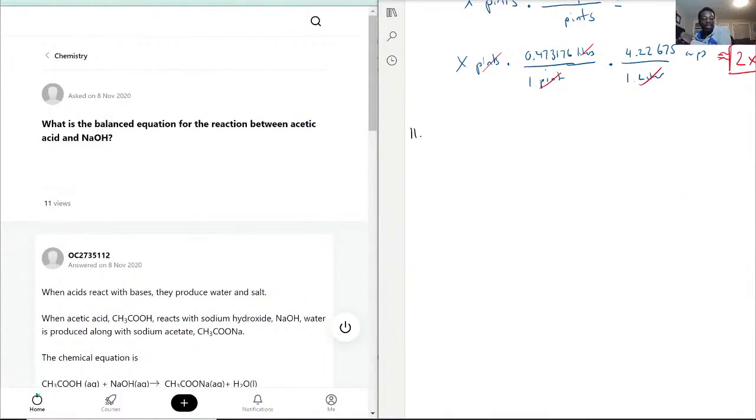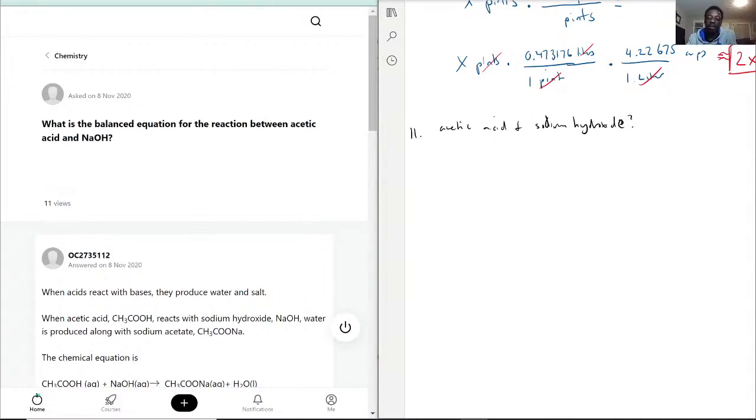We have, right, what is a balanced equation for the reaction between acetic acid and sodium hydroxide? So, acetic acid and sodium hydroxide. And we want the balanced chemical equation.